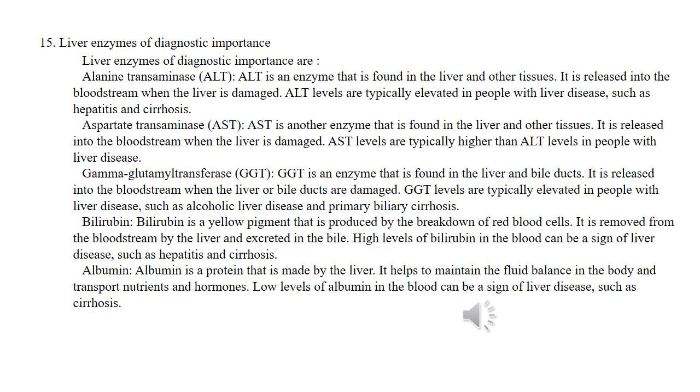Bilirubin. Bilirubin is a yellow pigment that is produced by the breakdown of red blood cells. It is removed from the bloodstream by the liver and excreted in the bile. High levels of bilirubin in the blood can be a sign of liver disease, such as hepatitis and cirrhosis.